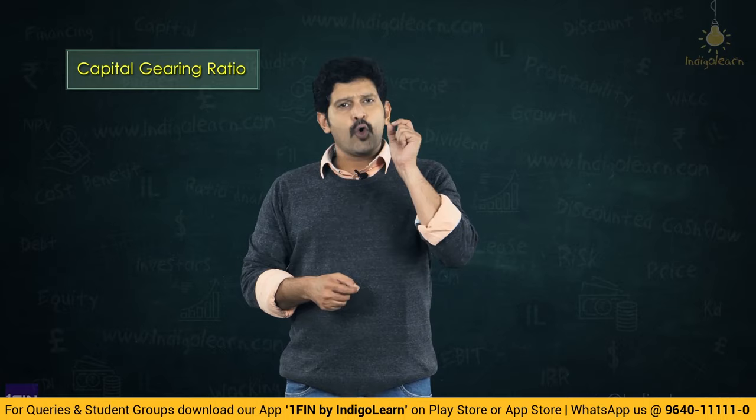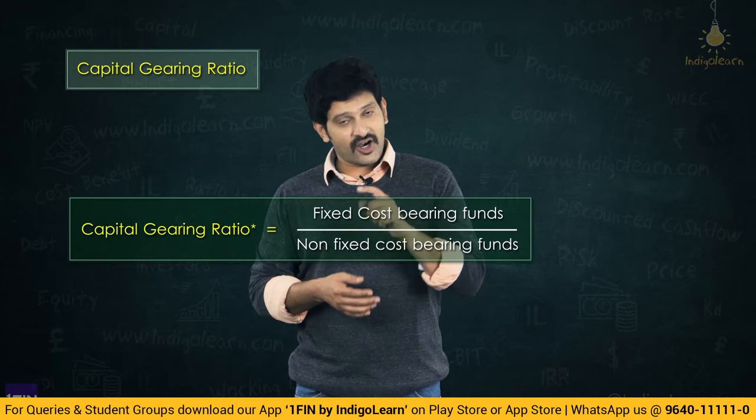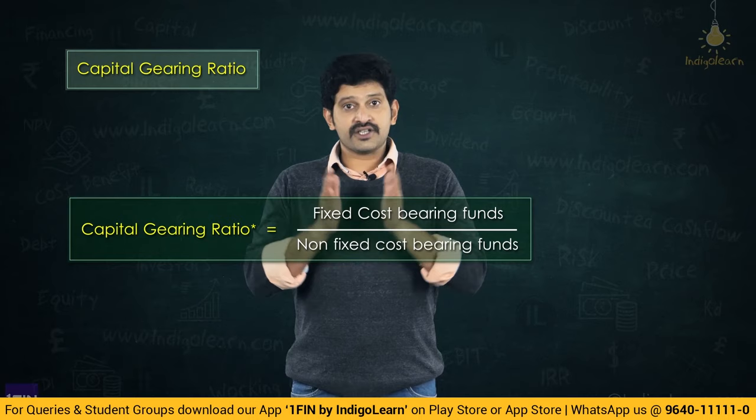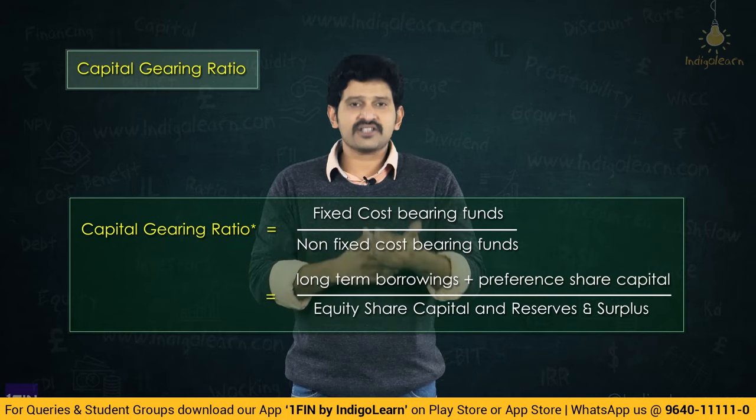This is the only ratio, remember, friends, please put a star mark here, where your preference share capital combines with debt, because debt has a fixed cost, preference share capital also has a fixed cost. Debt has interest, preference share capital has preference dividend. Therefore, in capital gearing ratio, fixed cost bearing funds are the long term borrowings or debentures plus the preference share capital, divided by non-fixed cost bearing funds. Now, what are non-fixed cost bearing funds? Nothing but our equity share capital and reserves and surplus.